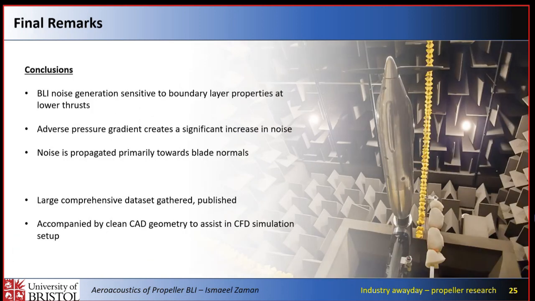So some conclusions. Boundary layer noise generation is quite sensitive to boundary layer properties, but this does reduce as you increase your thrust. An adverse pressure gradient does significantly increase your level of ingestion and associatedly a massive increase in noise. There was a massive test matrix. I've only presented some key results here today, but large portions of that data set have been sorted and documented and been made available on Zenodo, accompanied by cleaned and watertight CAD geometry for use for CFD simulations, which has already been carried out by other partners in this project.